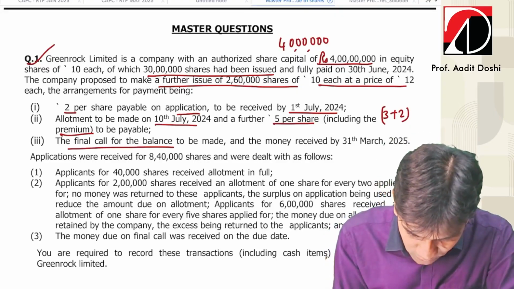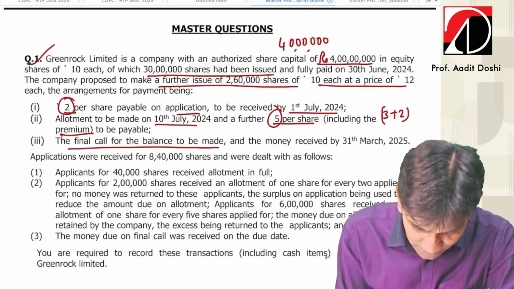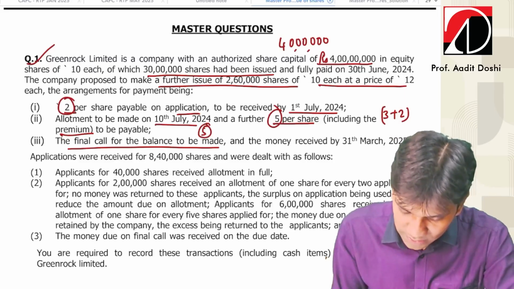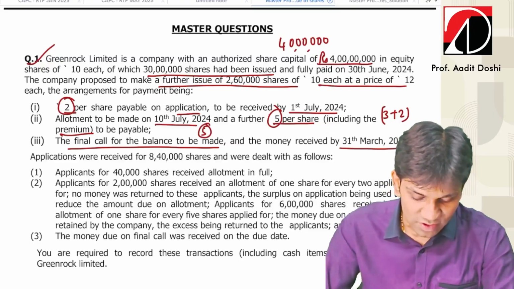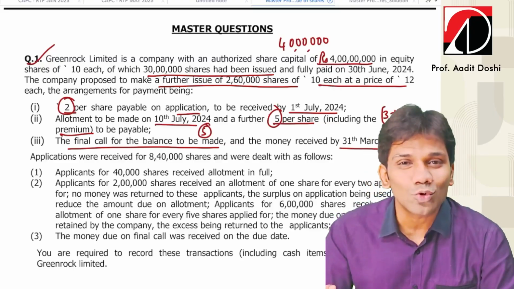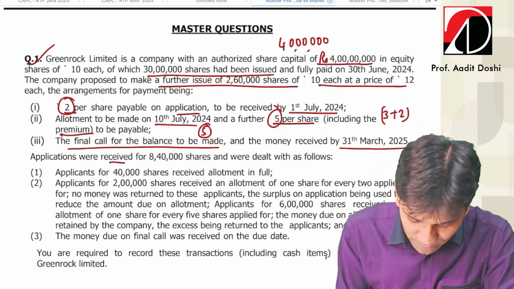And the final call for the balance to be made. So 2 plus 5 is 7, and 12 minus 7 will be 5 rupees on the final call. That will be received on 31st March 2025. Now, this is the story. Company has issued 2,60,000 equity shares, and now how many applications are issued?